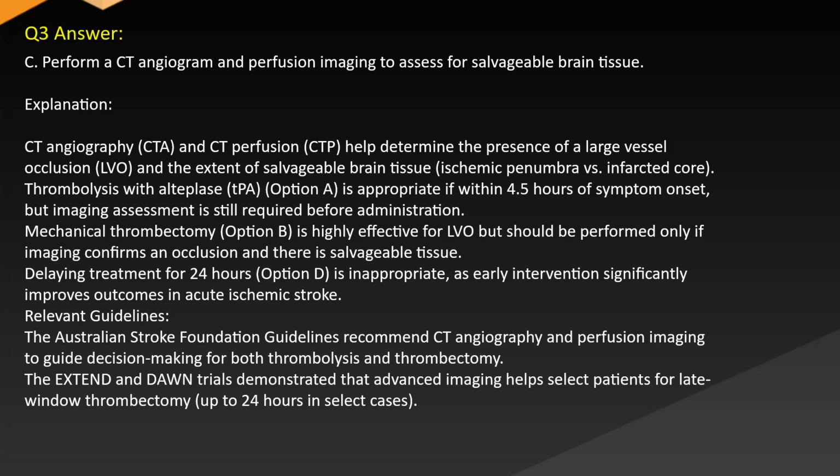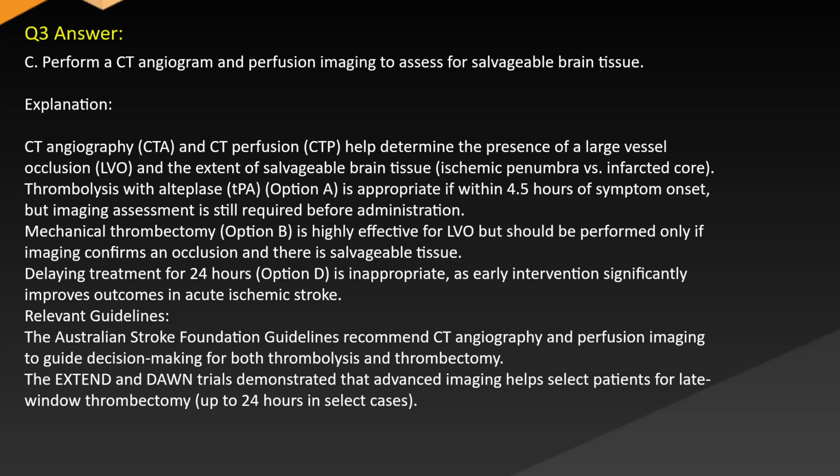Explanation: CT angiography (CTA) and CT perfusion (CTP) help determine the presence of a large vessel occlusion (LVO) and the extent of salvageable brain tissue. Ischemic penumbra versus infarcted core. Thrombolysis with alteplase (tPA), option A, is appropriate if within 4.5 hours of symptom onset. Imaging assessment is still required before administration.